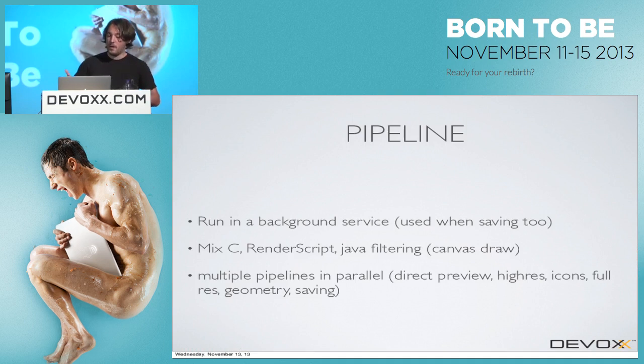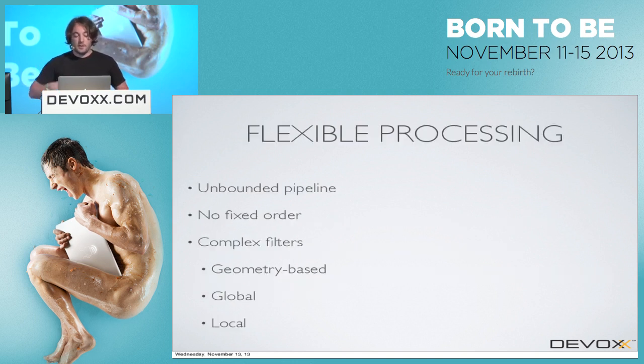So in terms of the pipeline in the application, we run it as a background service. We also use that for saving and stuff like that. The pipeline runs a mix of filters written in C, in Renderscript, and in Java. The C and Java are mostly for historical reasons because we didn't go back and rewrite everything. The Java filtering is also used because you can easily apply canvas operations onto a bitmap, so sometimes it's pretty useful. And we've got a bunch of pipelines running in parallel for the preview, the high-res preview, updating the icons, etc.